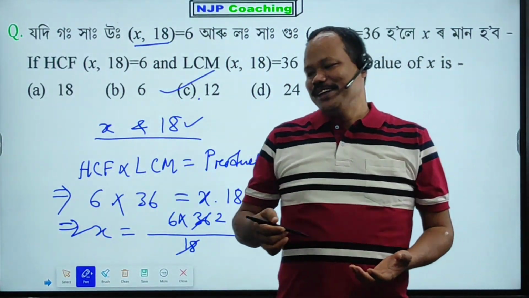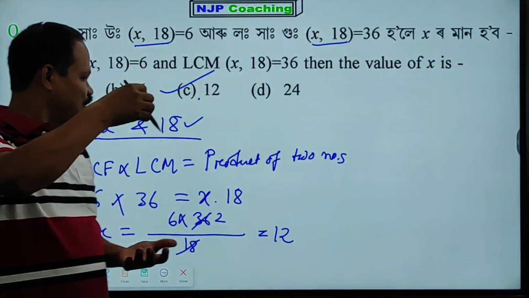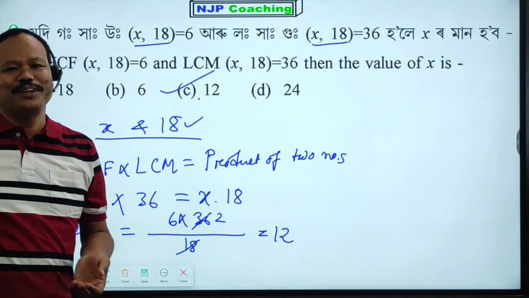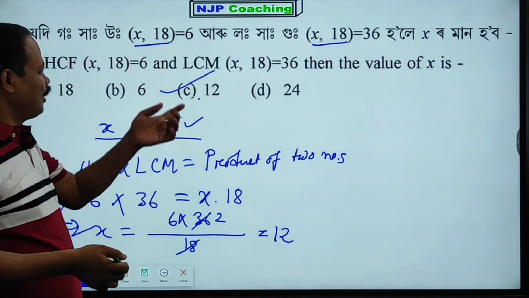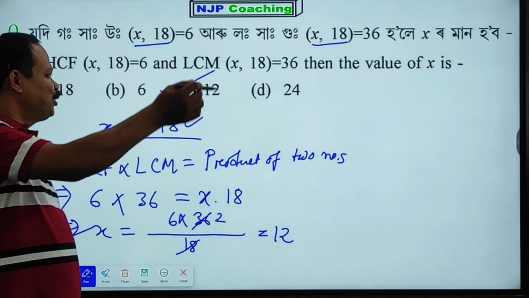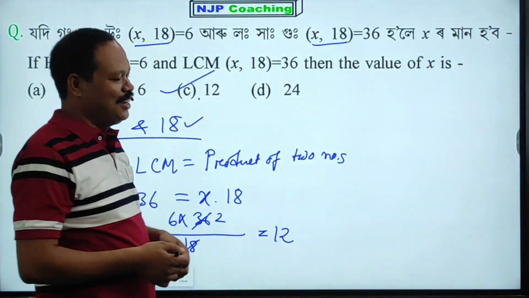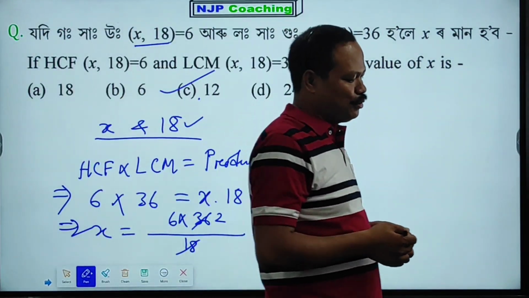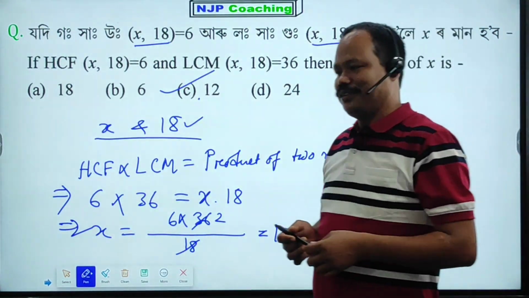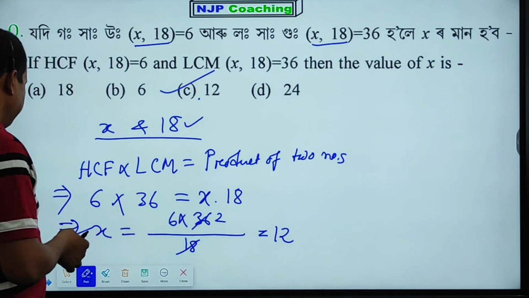The second alternative way: if I drop the pen from the top, and it falls on C, that will be the correct option. When I first showed it, I actually pointed to option C. Now it is a correct option. C is the right answer. What is the value of x? The value of x is 12. Okay, let's go to the next question.